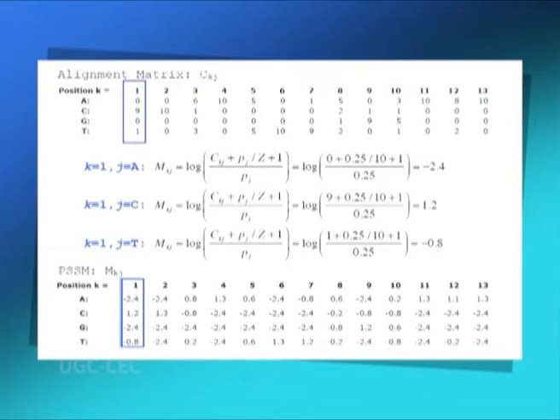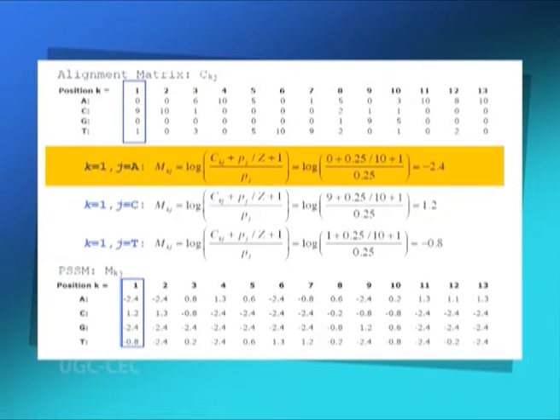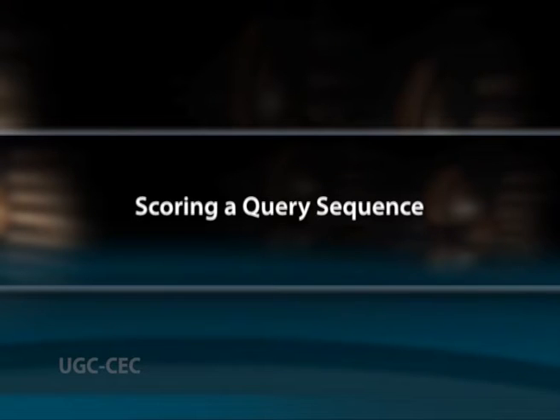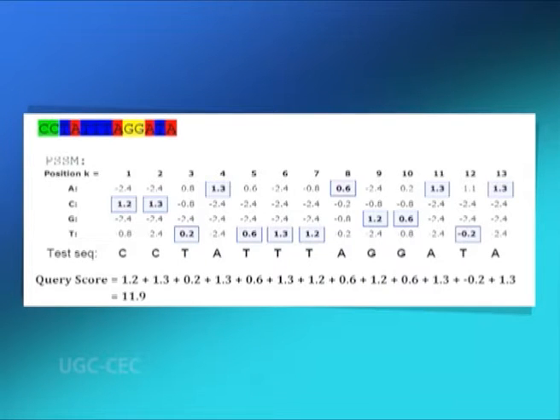And we can calculate the alignment matrix ckj as follows, where when k equals 1 and j equals A, mkj is log of 0 plus 0.25 by 10 plus 1 by 0.25, which is equal to minus 2.4. Taking the scores and finding the PSSM, mkj can be calculated and the following PSSM is derived. Now, let us score a query sequence, where the query sequence is CCTATTTAGGATA. The PSSM can be calculated and the query score can be derived as 11.9.